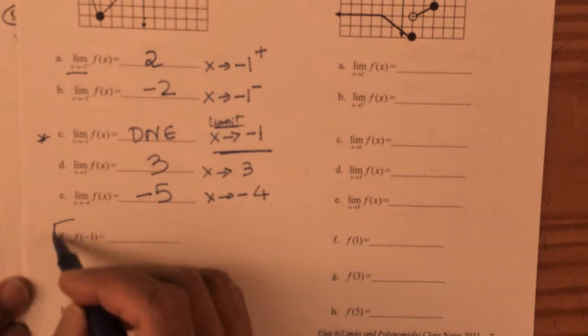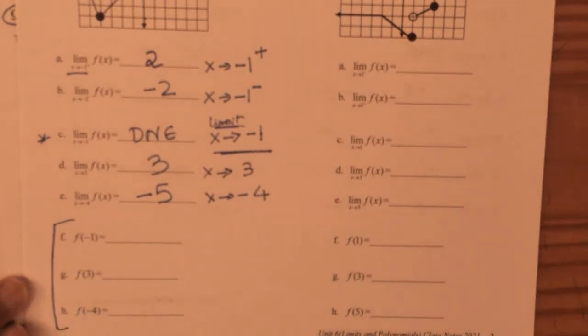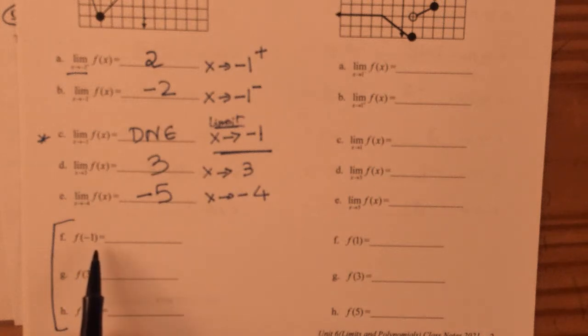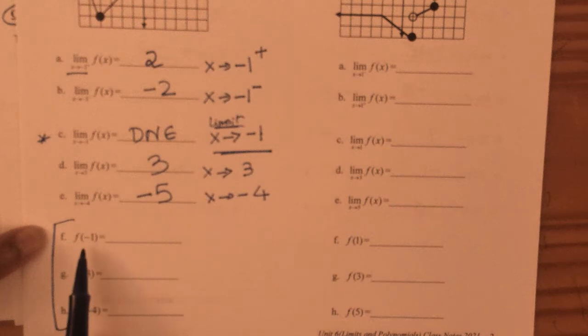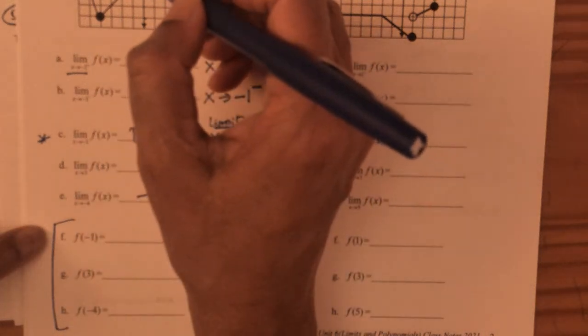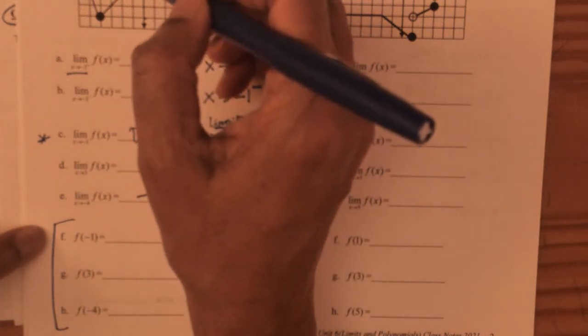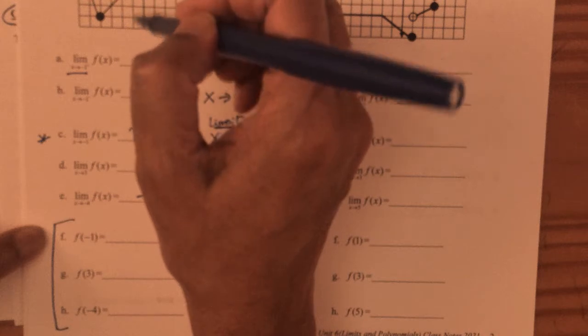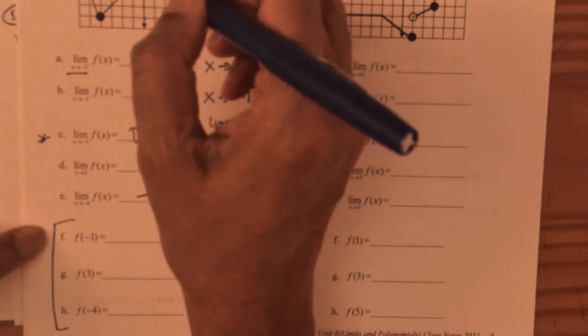And these are no longer limits, they are evaluating. So what is the value at f of -1? It is different from the limit. You'll see why. Sometimes it is, sometimes it's not. So I go to -1. What is the value at -1? You see that there are actually two values, but one of them is an open circle. So the actual value is 2.